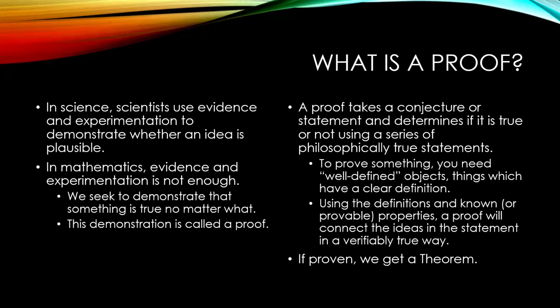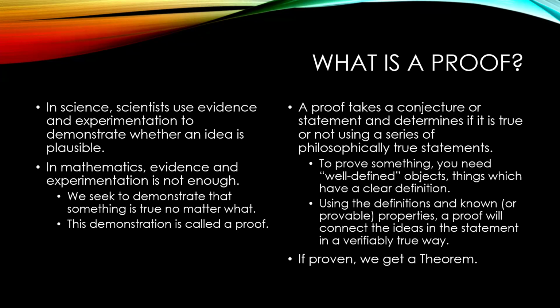A proof takes a conjecture or statement and determines if it is true or not using a series of philosophically true statements. To prove something, you need well-defined objects, things which have a clear definition. Using the definitions and known or provable properties, a proof will connect the ideas in the statement in a verifiably true way. If given, we get a theorem. Now, there is some fine detail work here.